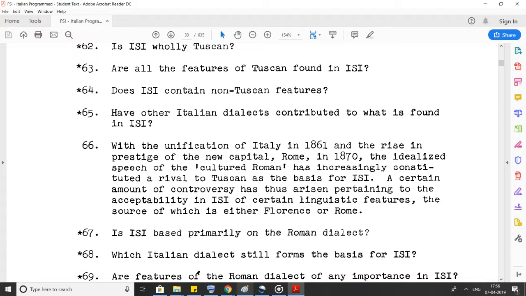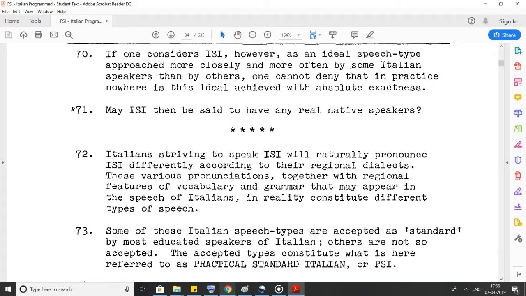The answer is yes. If one considers ISI, however, as an ideal speech type, approached more closely and more often by some Italian speakers than by others, one cannot deny that in practice nowhere is this ideal achieved with absolute exactness. Frame 71. May ISI then be said to have any real native speakers?